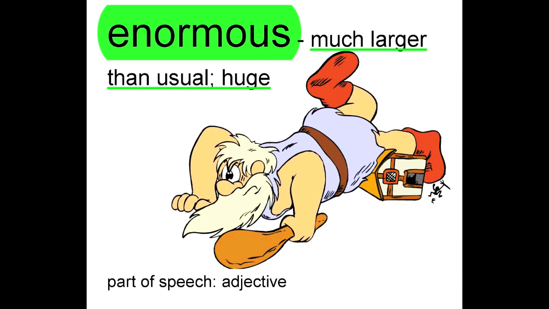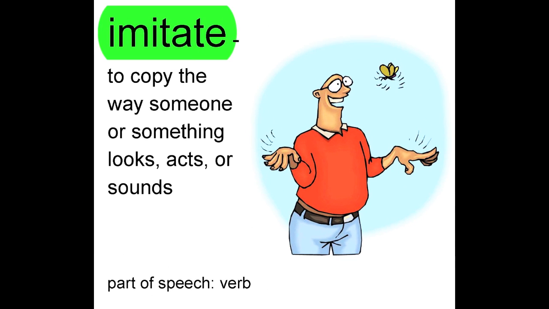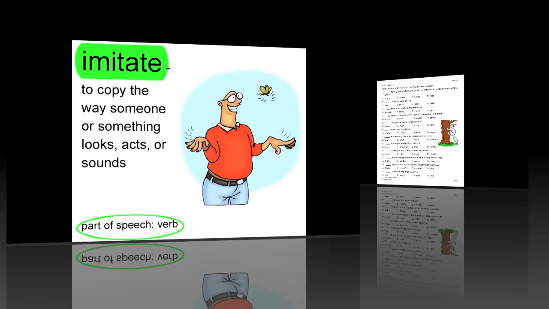Enormous. Much larger than usual. Huge. Part of speech is adjective since enormous is a describing word. Imitate. To copy the way someone or something looks, acts, or sounds. Part of speech is verb since imitate is an action word.